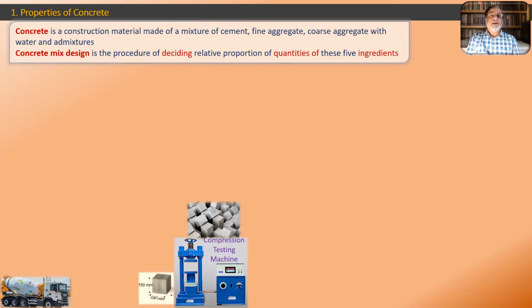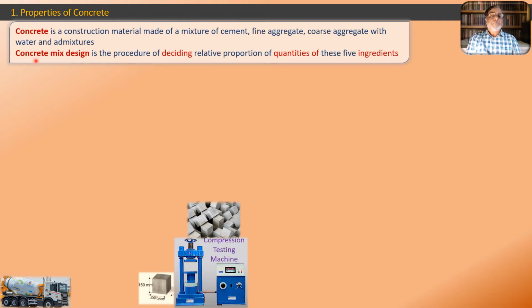Friends, in this part of the video, we are going to study the properties of concrete. We have already studied the subject of concrete technology earlier. So let us just have a brief revision of the important points of concrete technology. Concrete is defined as a construction material made up of a mixture of cement, fine aggregate, coarse aggregate with water and admixtures. There is a term called concrete mix design, which is very important in relation to concrete.